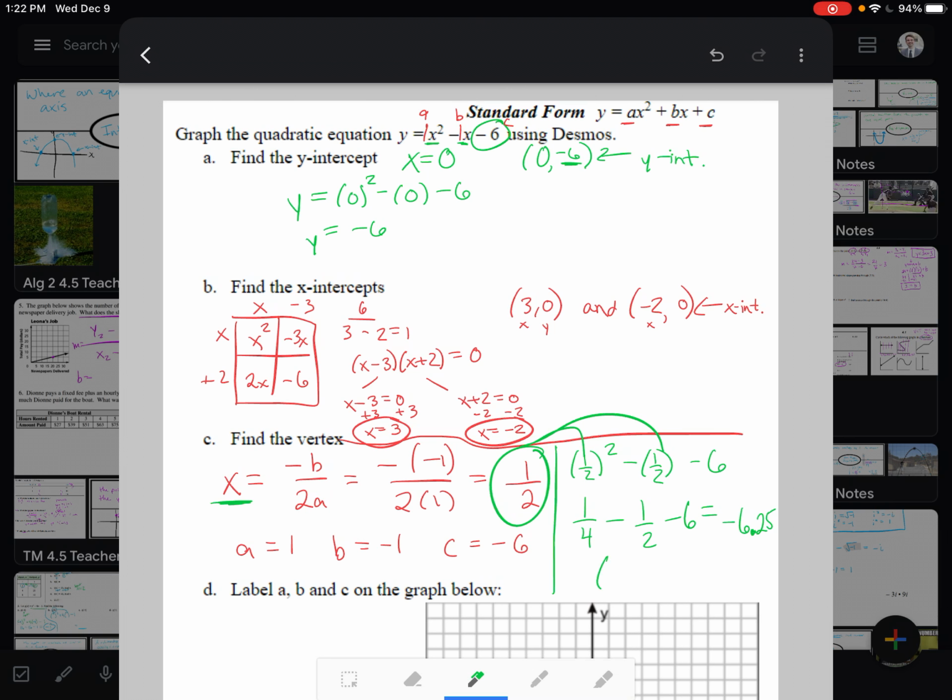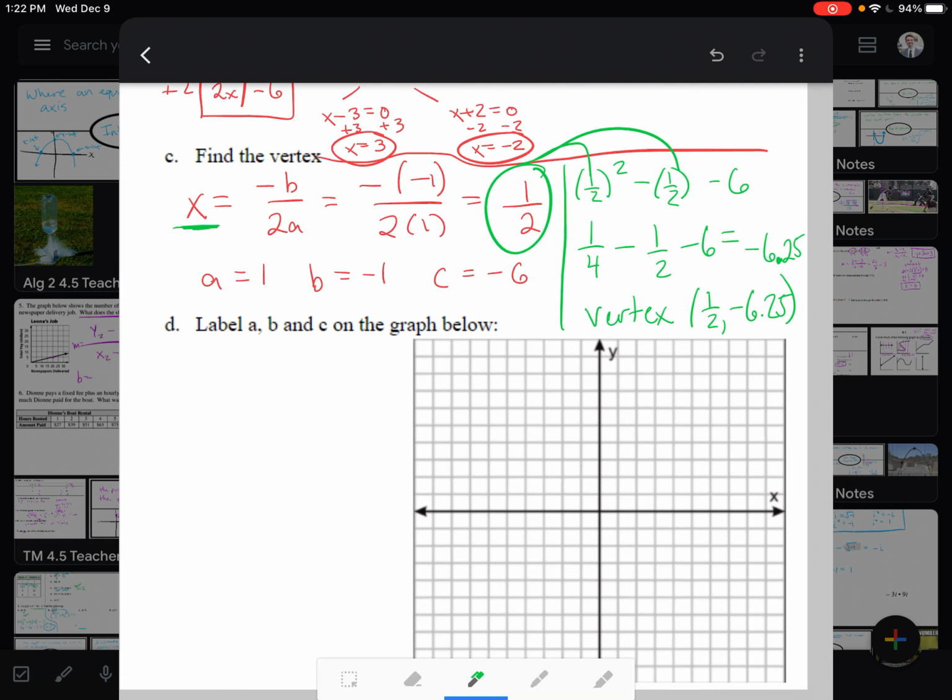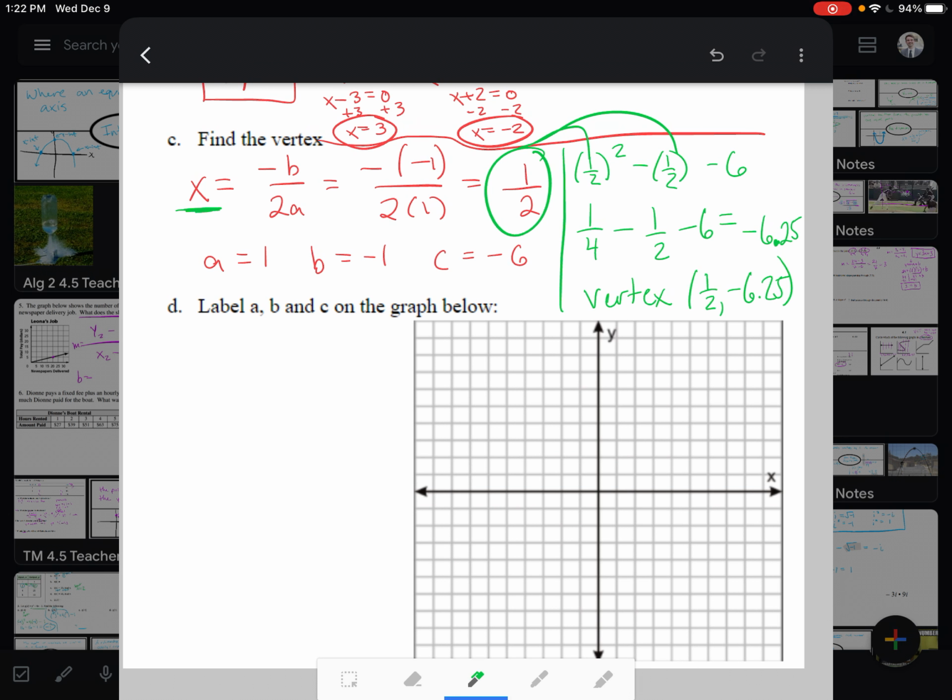So our vertex comes at an x value of 1/2, a y value of -6.25. So let's graph these here. So again, we said our y-intercept was down 6, 1, 2, 3, 4, 5, 6 down. Said our x-intercepts were at +3 and -2. And we said our vertex was over just 1/2 and then down a little bit more than 6, so somewhere like right about there. And based off of this, we just put our dots together, and boom, there's our graph.